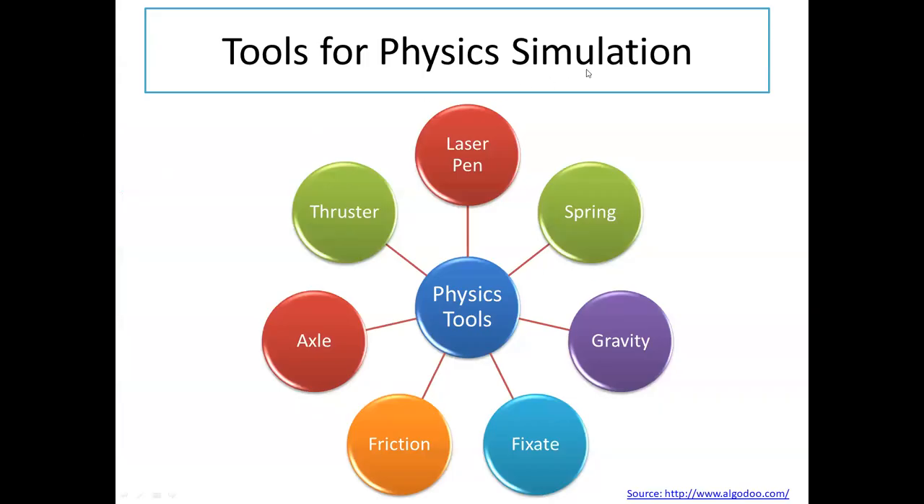And tools for physics simulations. The tools which we will use in the physics simulation are the spring, gravity, fixit, friction, axle, thruster, and the laser pen. Using the laser pen, we can create simulations of optics, and the spring, thruster, gravity, and friction we can use for simulations related to the concepts of physics in motion.